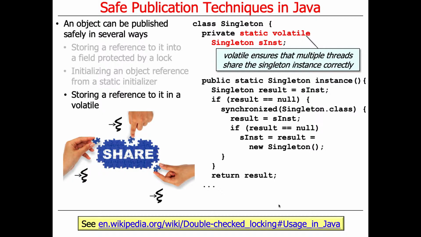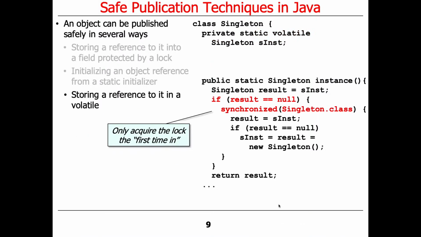And so it touched off a firestorm of discussion, which eventually ended up having people in the Java community adding these capabilities to Java 1.5. So what happens here is the first time in, result will be null. So we only acquire the lock on the first time in. So if the result is null, then we acquire the lock.